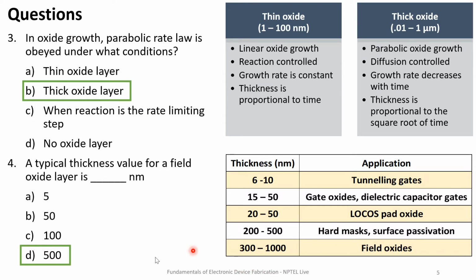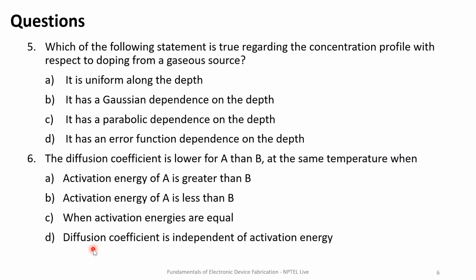So in this particular range, only one of our answers will match. So the answer will be 500 nanometer. So please keep in your mind the typical thickness value for a field oxide layer is 500 nanometers. So next is also a question that we have already discussed during the summary.